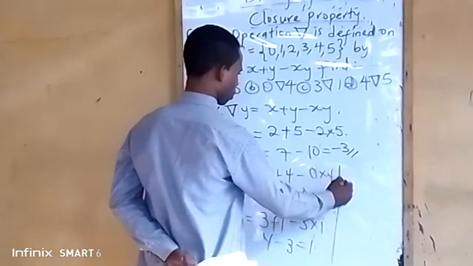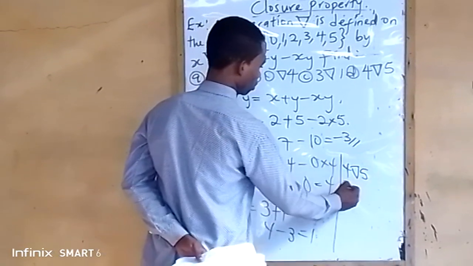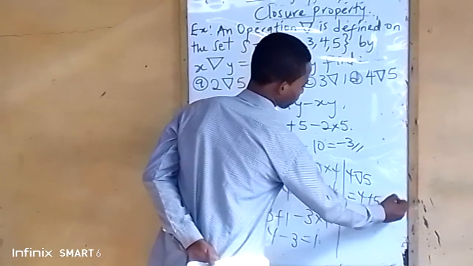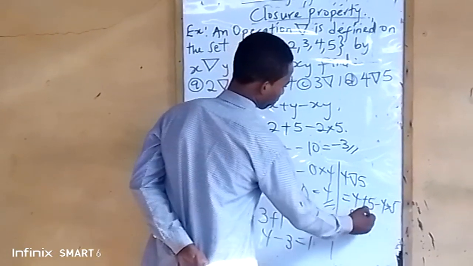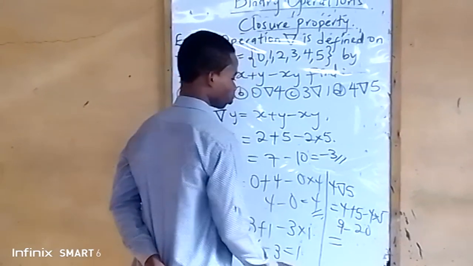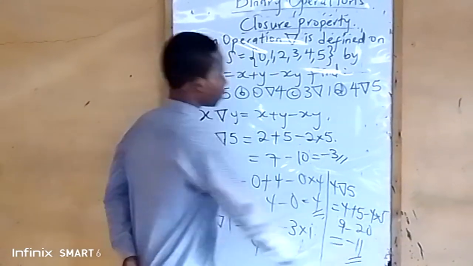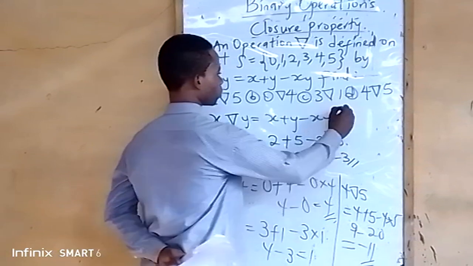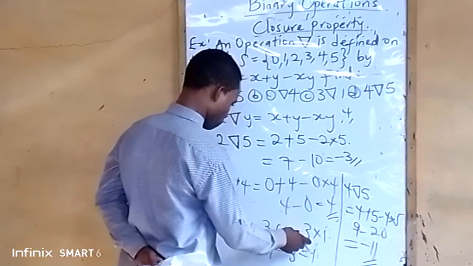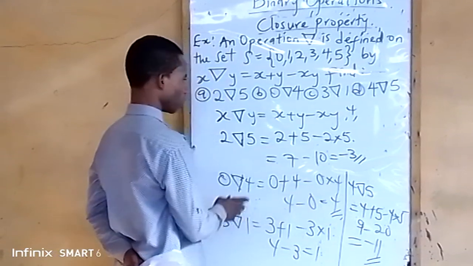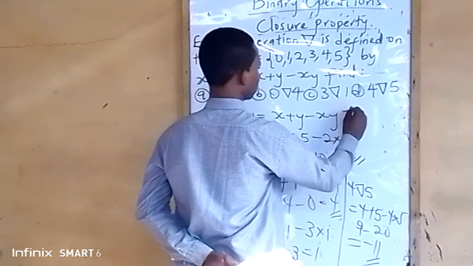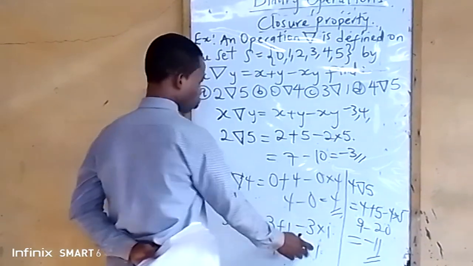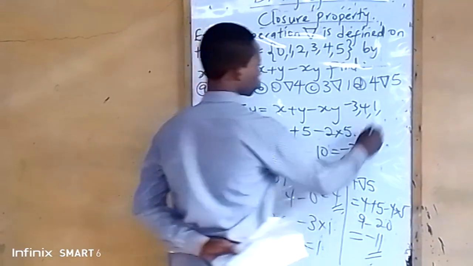The last one says 4 operation 5. That is 4 plus 5 minus 4 times 5. 4 plus 5, that is 9, minus 4 times 5, 20. So 9 minus 20, that is minus 11. Now, if you check all the answers you got, the first answer is minus 3. The second answer is 4. The third answer is 1. The fourth answer is minus 11.